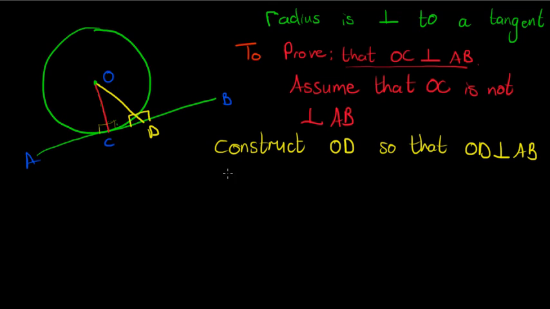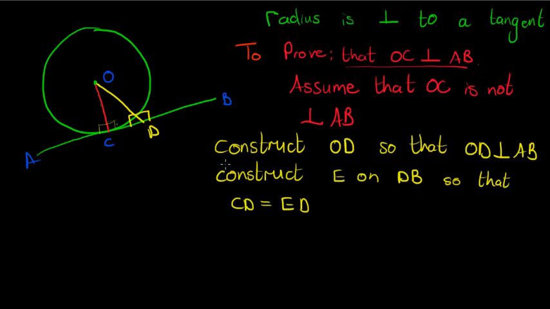Okay, and we're going to make another construction. Construct E on DB. I'm going to construct another point E so that CD would be equal to ED. So I'm going to construct another point here. This is going to be the point E, and I'm going to construct it so that this line here, CD, is going to be the same length as DE.